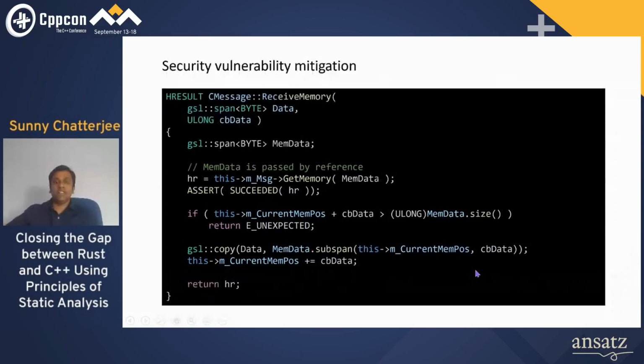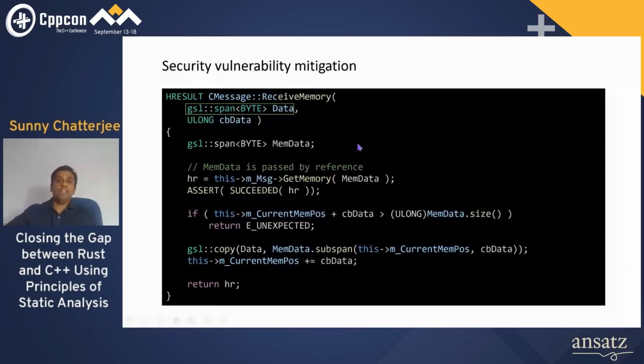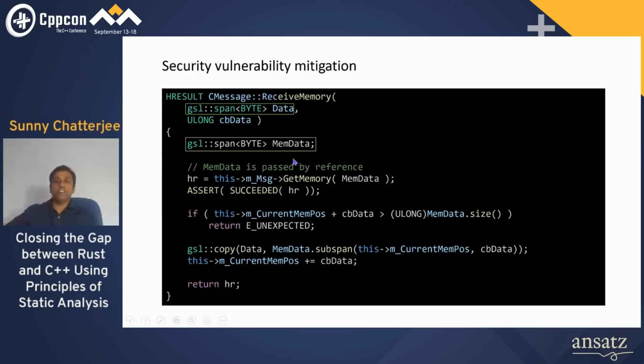So if you look at the security vulnerability mitigation, you will find that in this new function, ReceiveMemory, we have first changed the destination buffer to be a span. A span, for those of you that are not familiar, is basically a pointer and a length into a sequence of bytes. So by making it a span, we can always know what the length of this data is. Next, we changed the type of the source buffer to be a span as well.